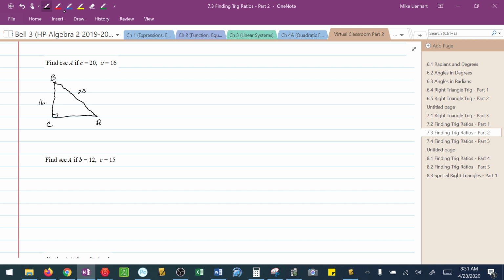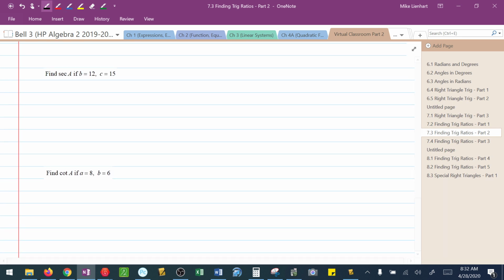Now, cosecant, I've got to remember, cosecant is the reciprocal of sine. So that would be 1 over the sine. I know that sine is opposite over hypotenuse. So cosecant is hypotenuse over opposite. I've got the information that I need to be able to figure this out. The cosecant of A would be hypotenuse over opposite. I simplify that fraction. Both are divisible by 4. And the cosecant of A would be 5/4.